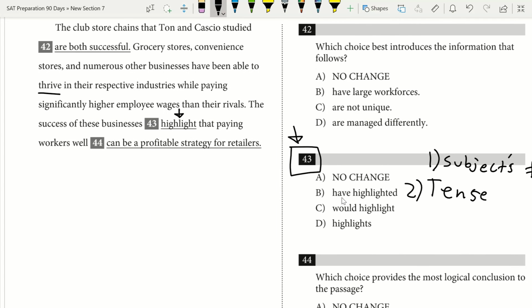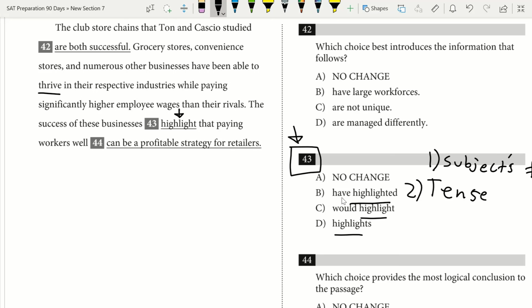So in this case, I have the word highlight. Now keep in mind, since all of my other verbs here are highlight as well, I know I'm not dealing with a question about tone or about word choice. So since it's not a question about word choice and it's a verb underlined in the middle of a sentence, I want to make sure it matches the number of my subject and also matches the tense of the rest of my paragraph or the rest of my sentence.